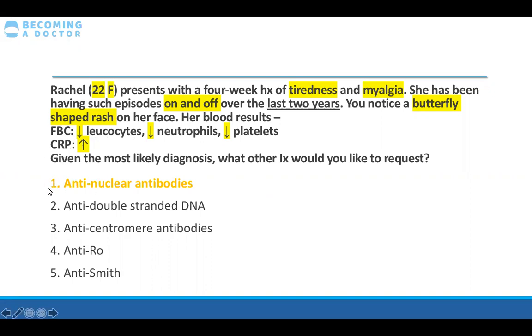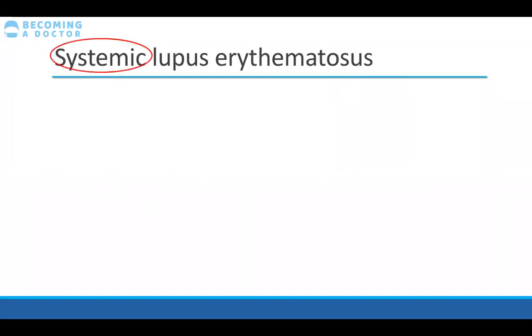The first step, if you're suspecting lupus in someone, is to check the anti-nuclear antibodies. Anti-double-stranded DNA does have a role, but it's more useful in monitoring lupus instead of as a first line for diagnosing it. The other antibodies don't actually have a role in lupus, but it'd be worth reading up to have an idea of which antibodies are for which conditions. So in terms of systemic lupus, systemic because it affects multiple organs of your body.